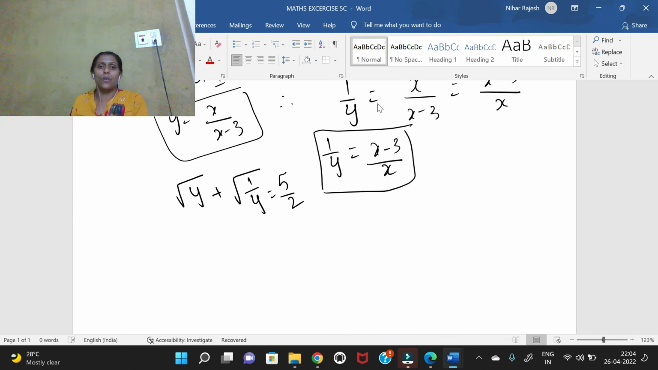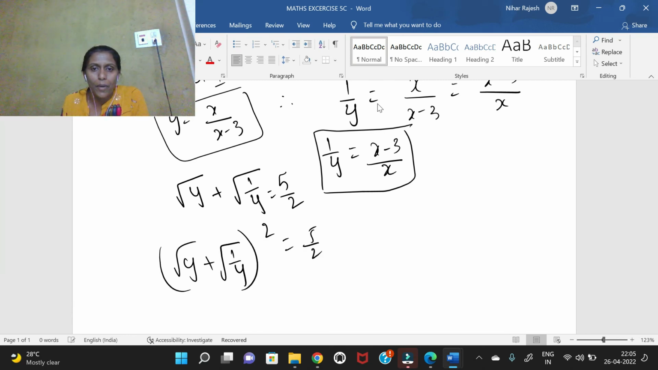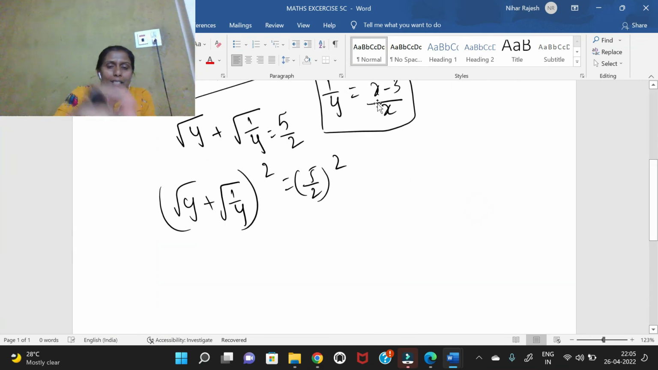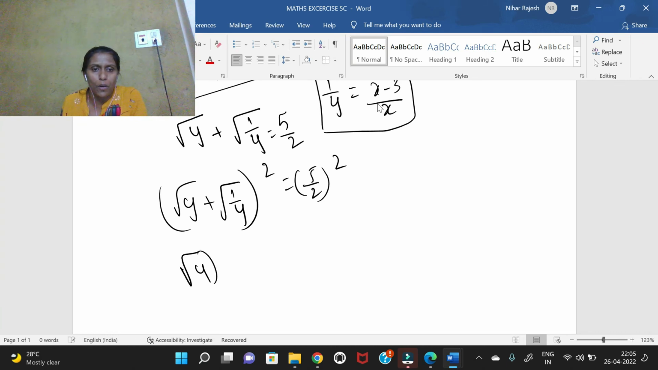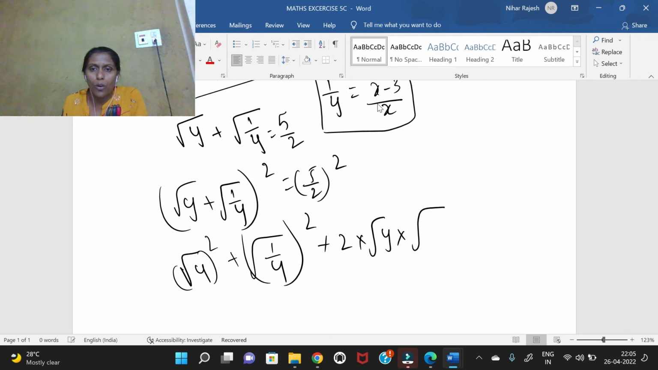Now, why don't we just go for doing the square for the entire equation in order to remove the square roots. So, root of y plus root of 1 by y whole square is equal to 5 by 2 whole square. Okay, so then we'll just solve. Root of y whole square plus root of 1 by y whole square plus 2 into root y into root of 1 by y is equal to 25 by 4.